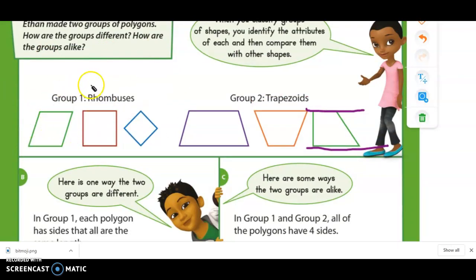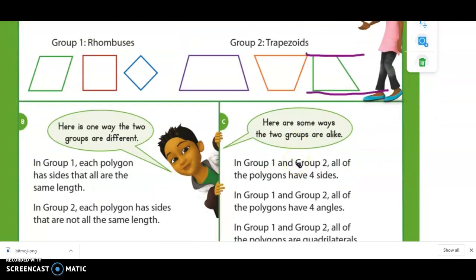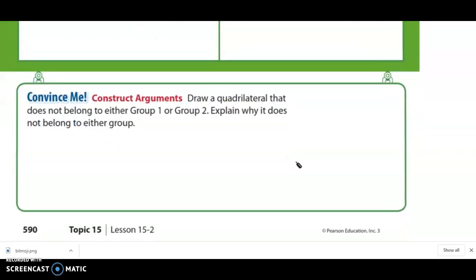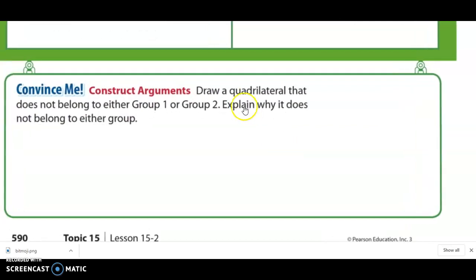Obviously, they're different because some of them have perfect corners. These all have sides of equal length. These do not. So there's just a couple different ways they're alike and different. You could probably think of more than what I just listed too.